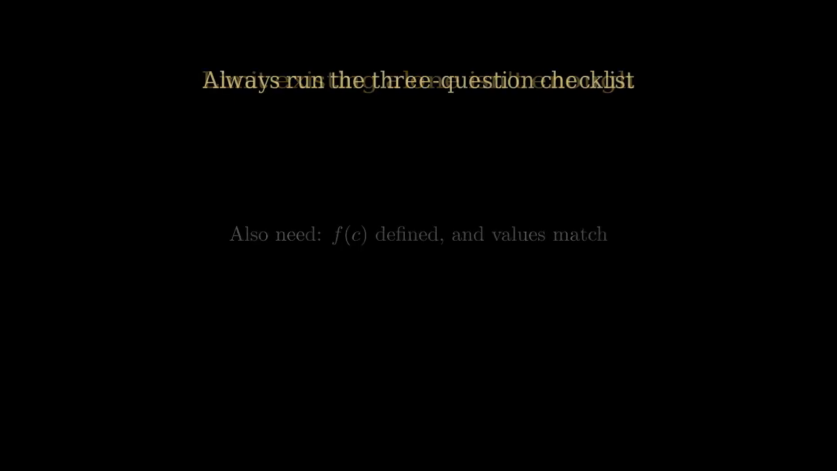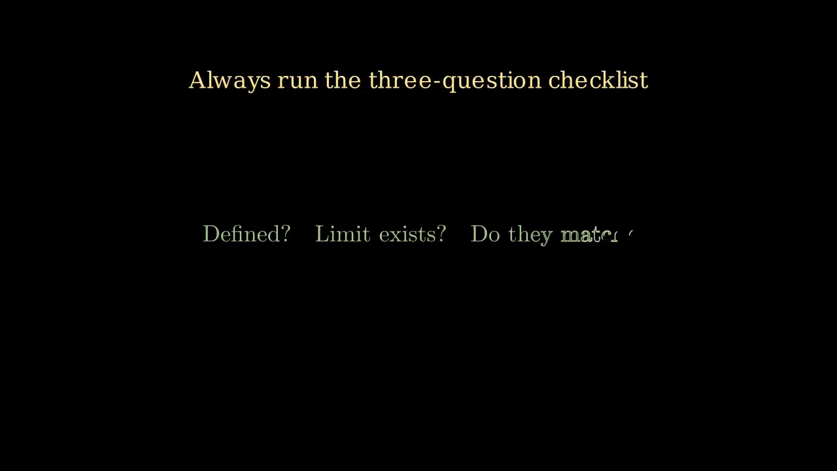So the teaching tip is this: always run through the same fixed 3-question checklist out loud every single time. Is it defined? Does the limit exist? Do they match? Don't just eyeball the graph and guess.